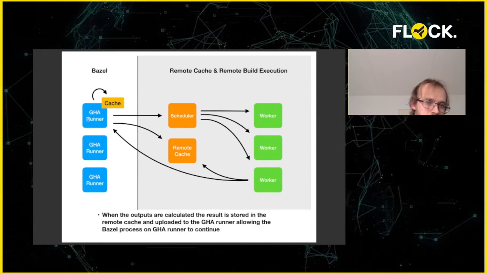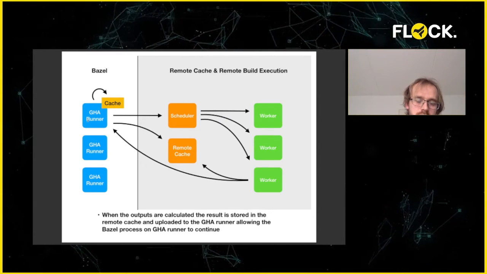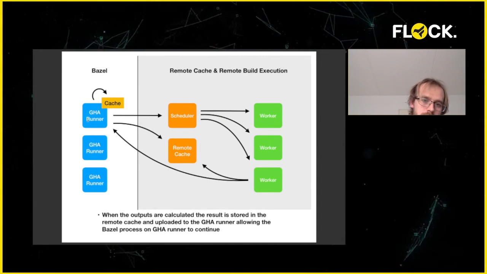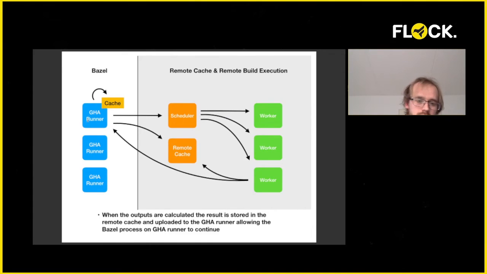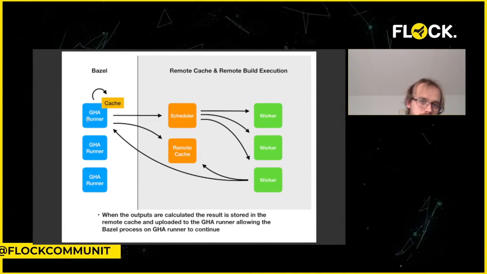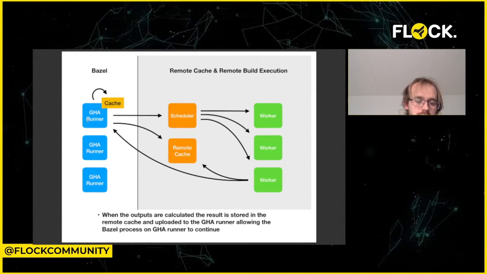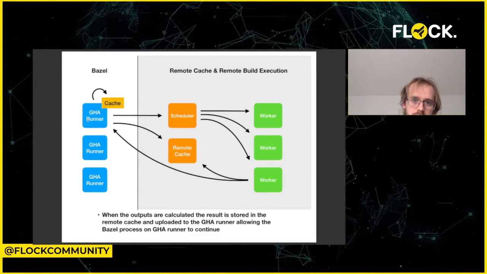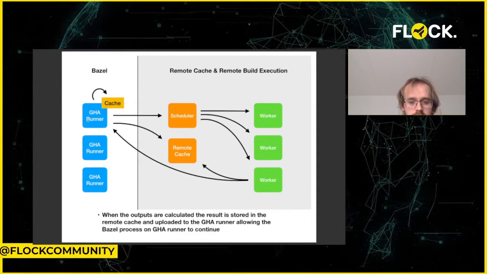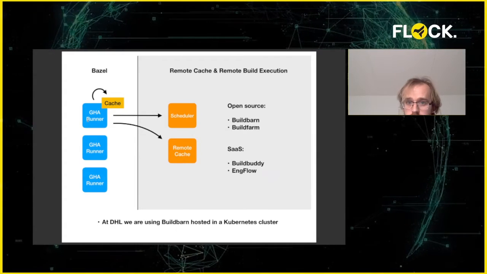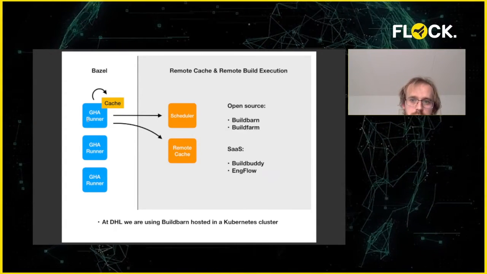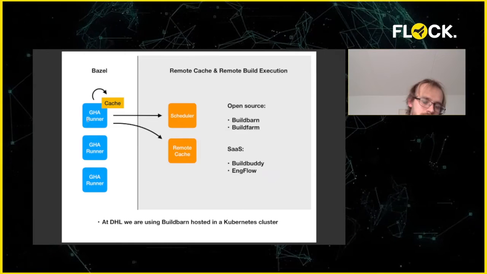You see on the left part BAZEL that runs on the GitHub action runner. You see on the right part the remote cache, the scheduler, and the worker. They communicate with an API. The left part is strictly BAZEL. The right part is our remote cache and remote build execution environment.